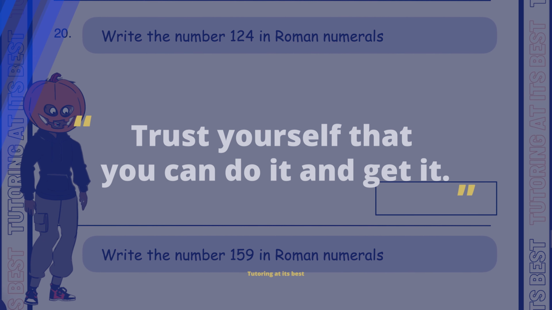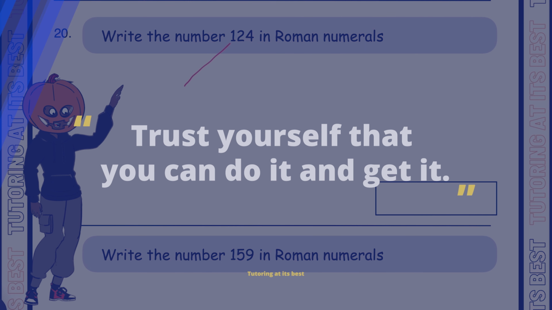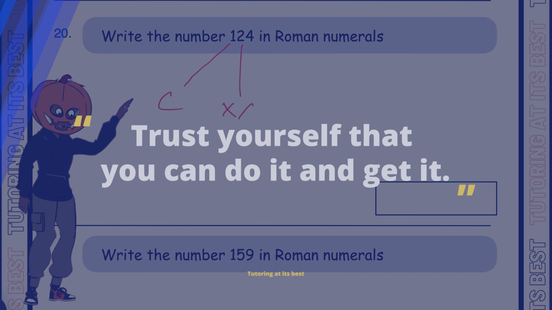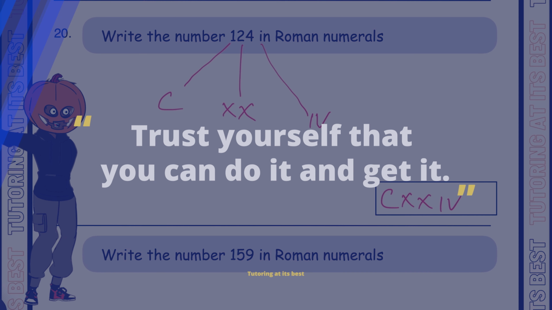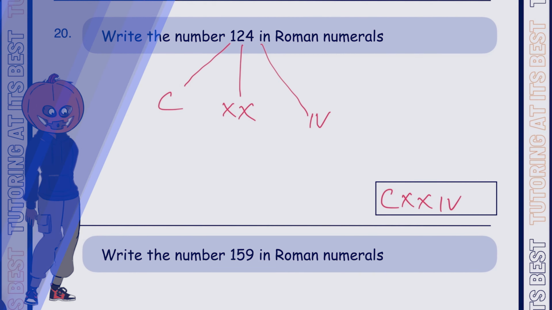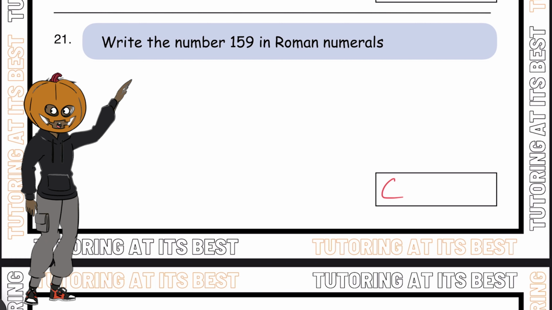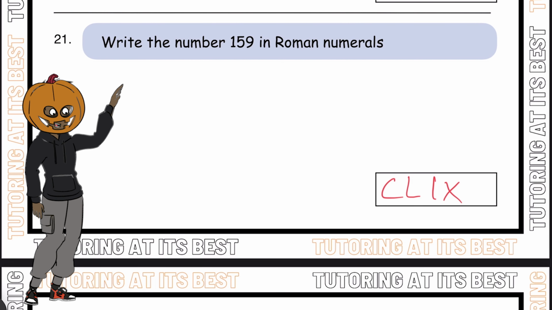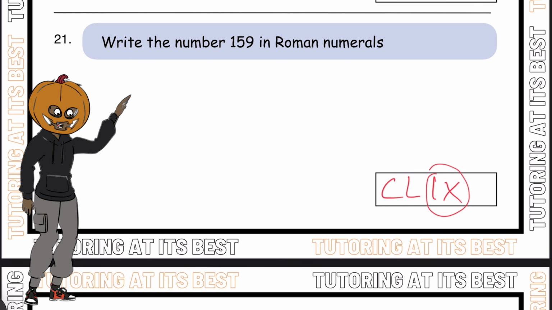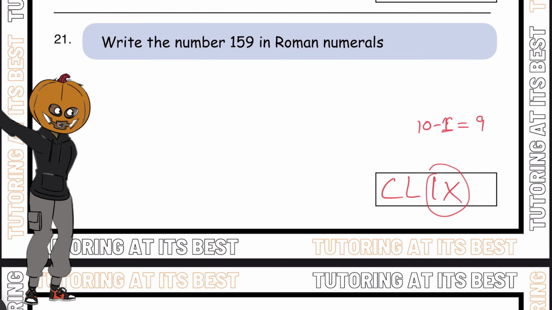And now for question 20. Write the number 124 in Roman numerals. So let's go for 100. Let's go for 20. And let's go for 4. And that is our answer. Beautiful. And we'll do the same for 159, where C is 100, L is 50, and for 9, it's IX. Again, don't forget, because I is at the front of X, that just means 10 minus 1, which equals 9.